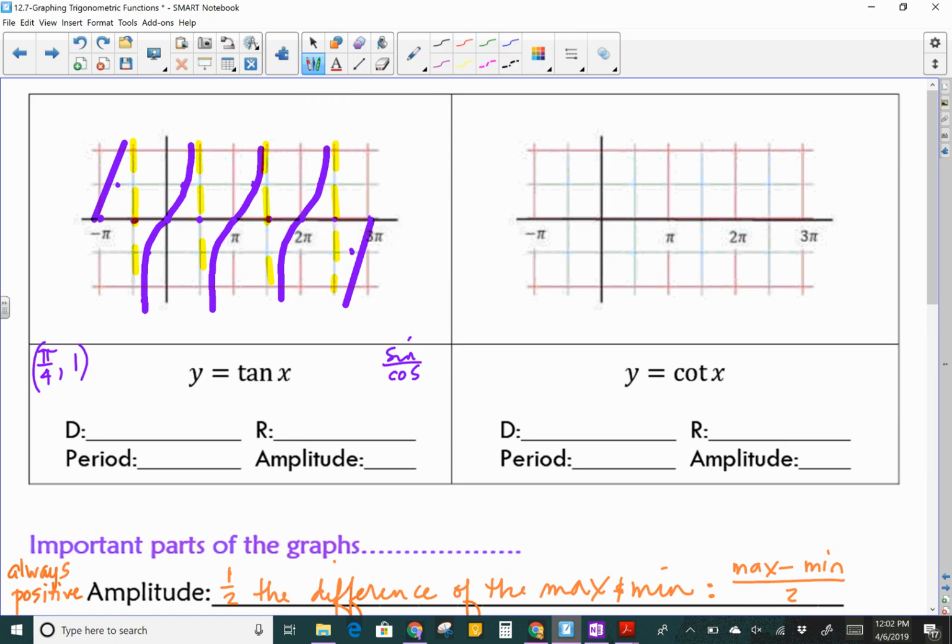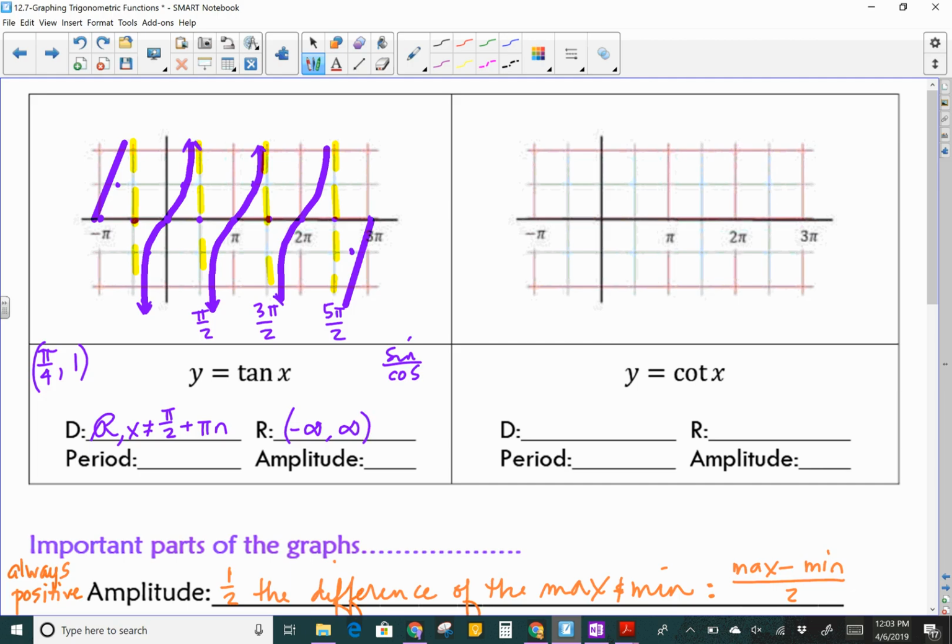All right, so my domain, where are those asymptotes? Pi over 2, same thing we had with the secant function, 3 pi over 2, 5 pi over 2. All right, so it's going to be all real numbers. X cannot be equal to pi over 2 plus pi n. Sorry, I didn't write that correctly. And my range this time, well, what is the range? The lowest number is -infinity, and the highest number is positive infinity. So my range is -infinity to positive infinity.